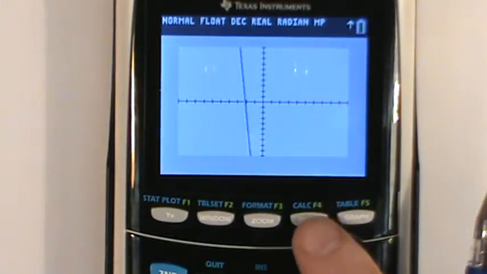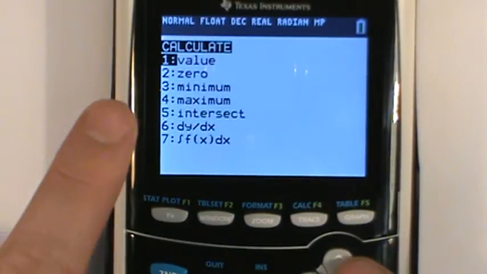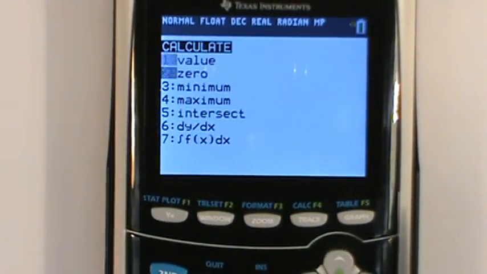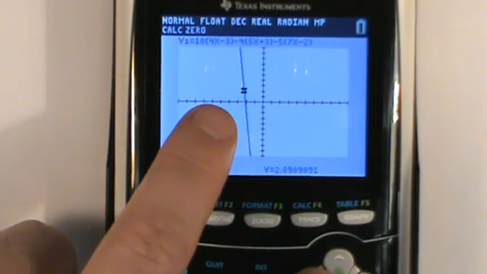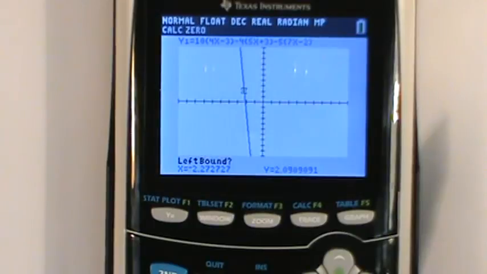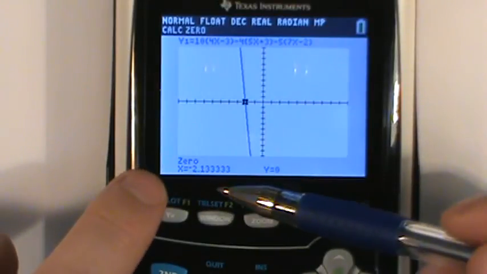And so I'll hit second, the trace button or calc button right here. And I'm going to the option where it says 0. We're calling that zeroing out the equation. When I call up that function, it'll ask for a left bound, and so I have to move the cursor. Now, I can see the cursor coming up here. It has to be to the left of where it crosses that x-axis. Doesn't matter where. You see, you can go as far as you want, just as long as you're to the left of it. I hit enter, and then I need a right bound. So I hit enter, guess wherever, and it'll take me immediately to that.